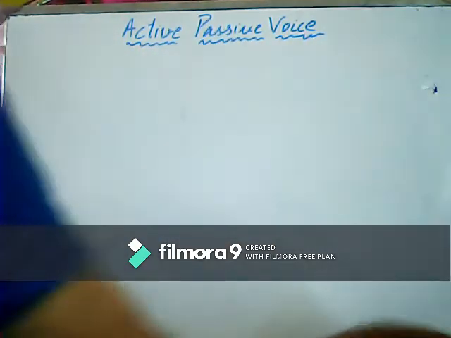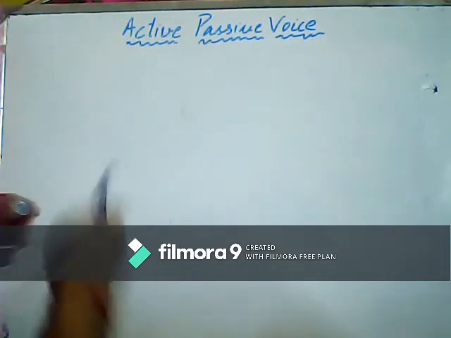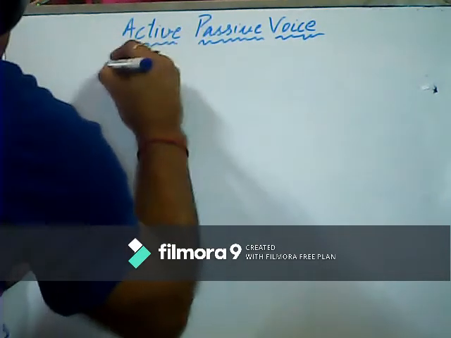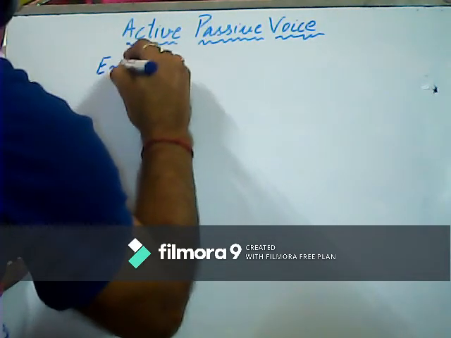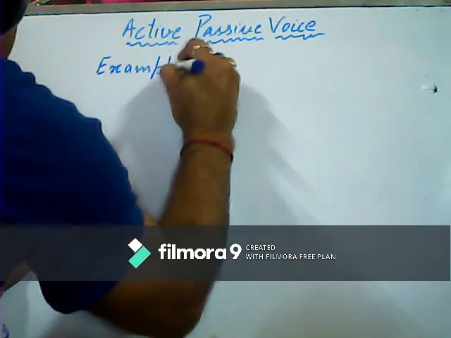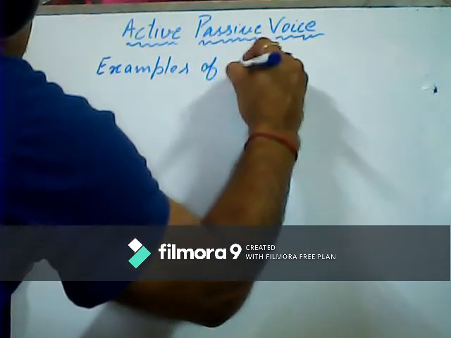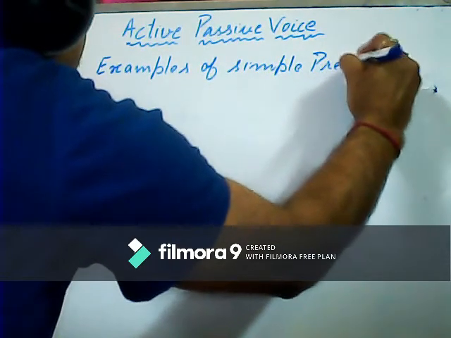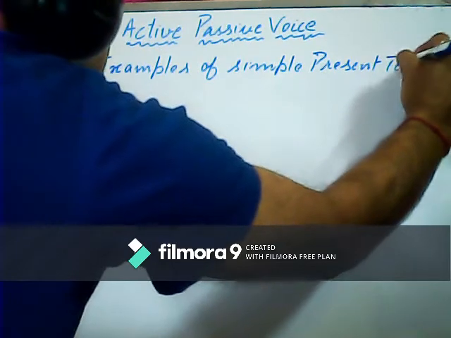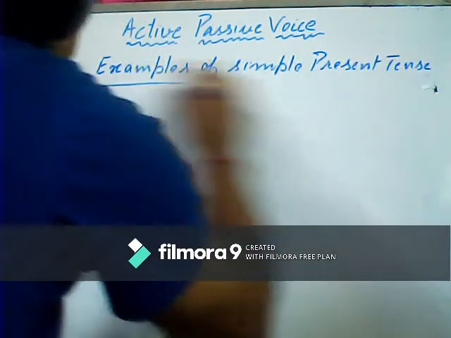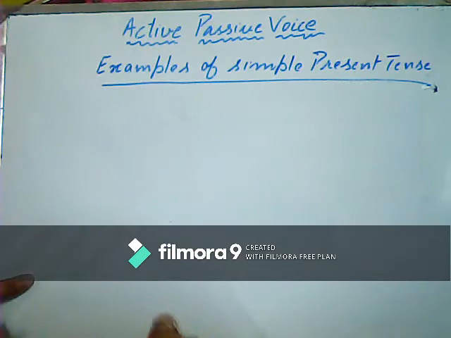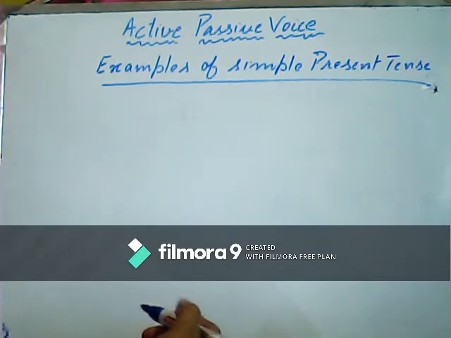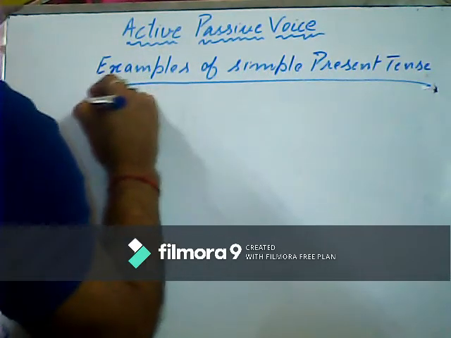First of all we'll take the simple present tense. Examples of simple present tense. See, cats catch mice. Active voice.